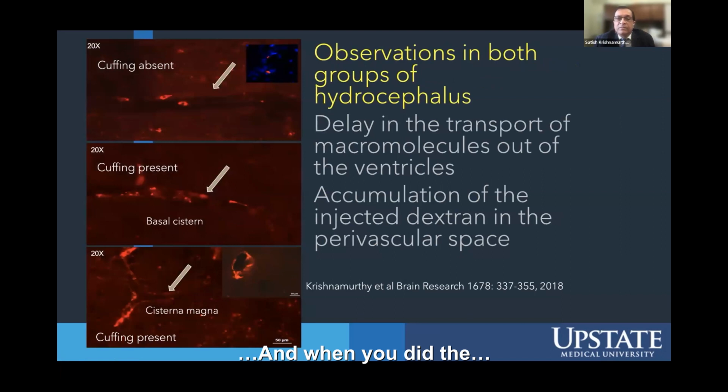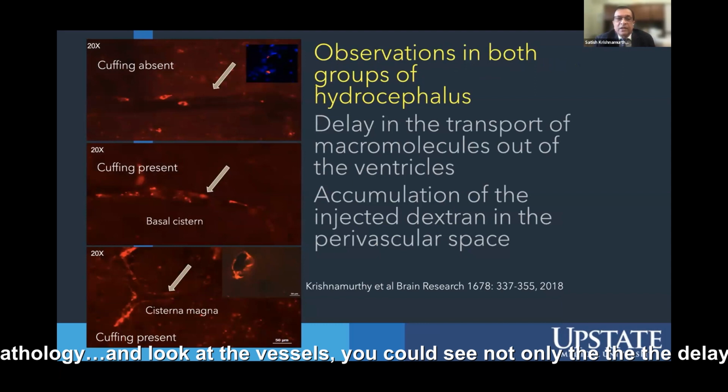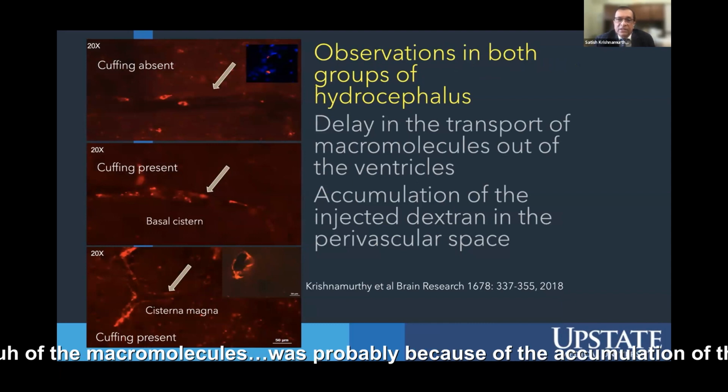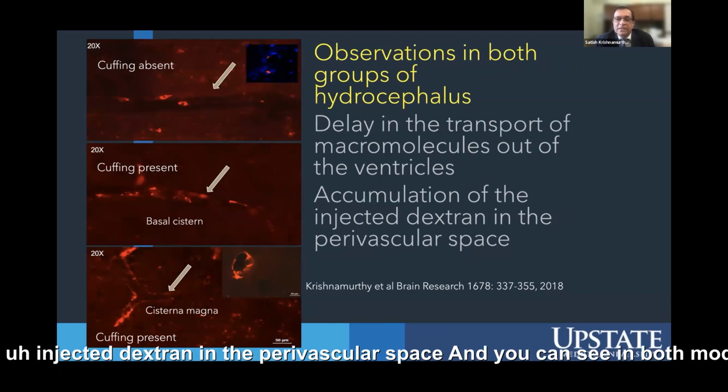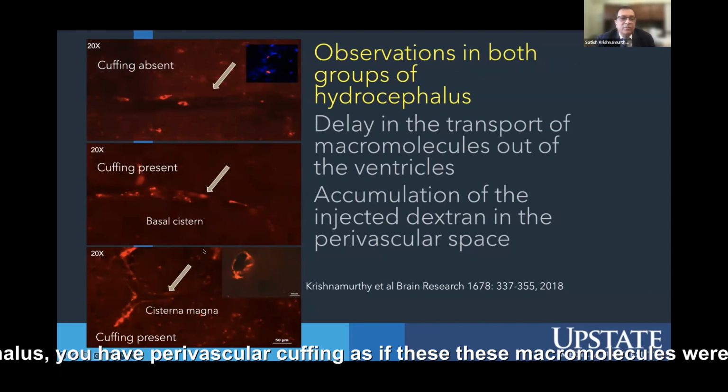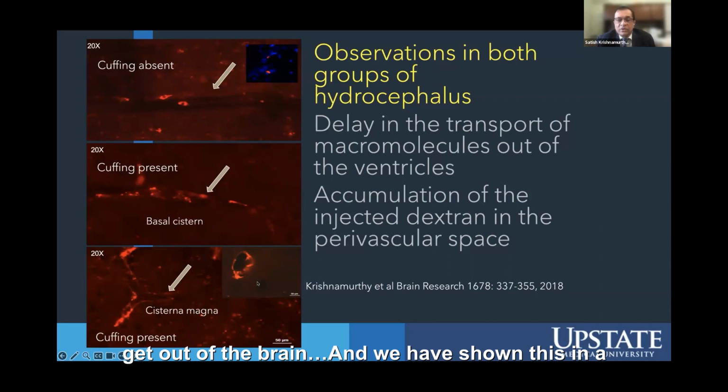And when you did the histopathology and looked at the vessels, you could see not only the delay in the transport of the macromolecules, it was probably because of the accumulation of the injected dextran in the perivascular space. And you can see in both models of hydrocephalus, you have perivascular cuffing, as if these macromolecules were waiting to get out of the brain.